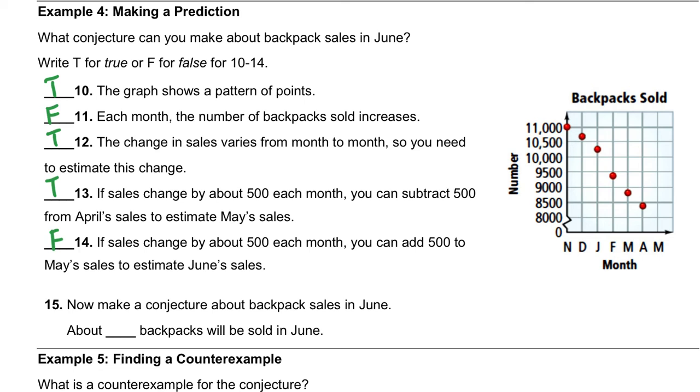So to make a conjecture about backpack sales in June, I'm looking at April. In April, we sold around 8,500. So in May, we should sell around 8,000, okay? So to find June, I would take 8,000 minus 500. So about 7,500 backpacks would be sold in June. That's what we'd predict. It's not going to be exact, but that's our best approximation based on the information.